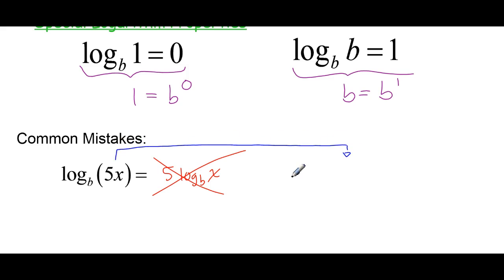What does 5 times x mean? Think about it. 5 times x, or 5x, means 5 times x. There's an actual multiplication in there. So we have a multiplication property. We learned that as our very first one. Multiplication inside the logarithm breaks up as adding outside the logarithm.